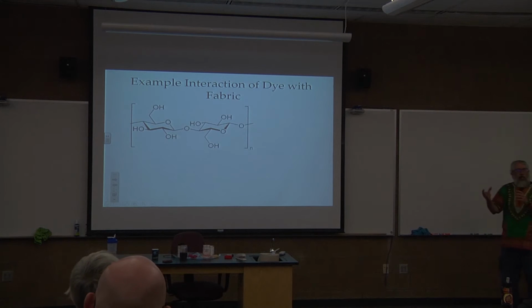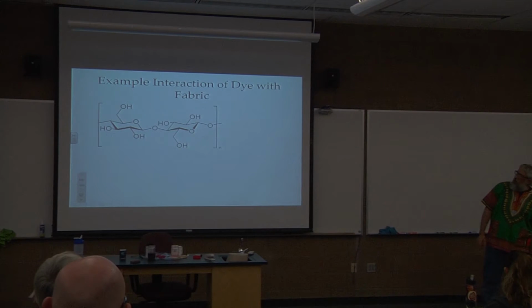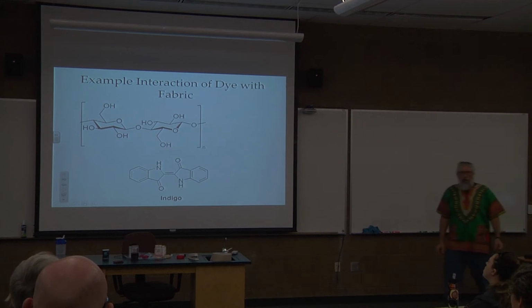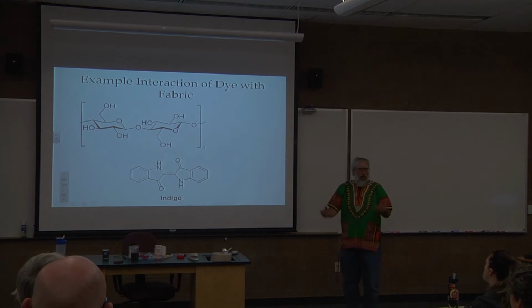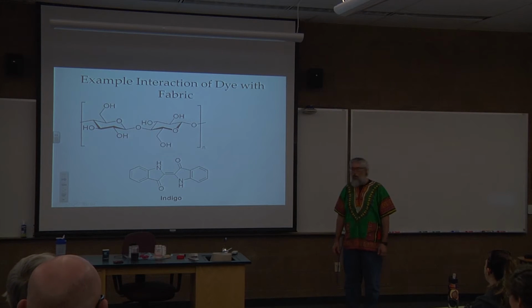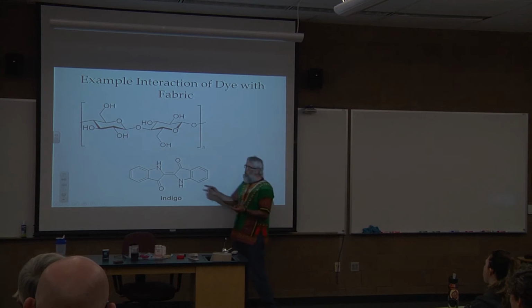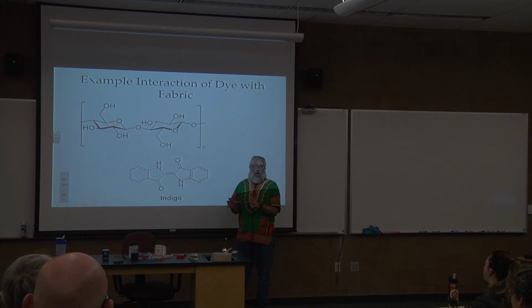So here's an example interaction of the dye with fabric. So there's cellulose. And here is a dye that everyone is familiar with, indigo. It's what makes the blue jeans nice and blue. Okay? And you can see that indigo has polar functional groups here. As it turns out, indigo is not soluble in water. We're going to talk about that a little bit later.